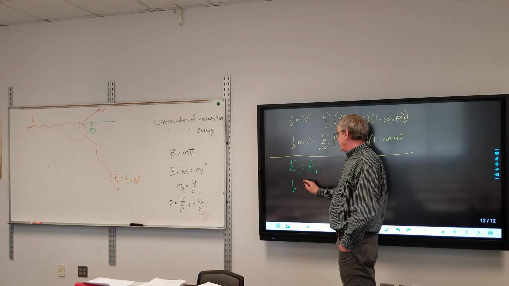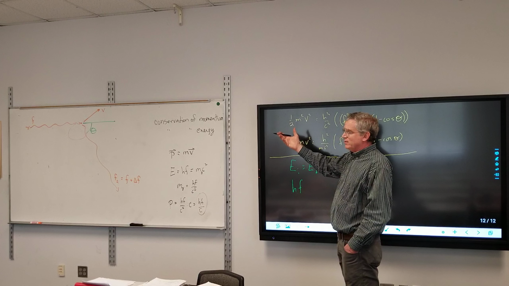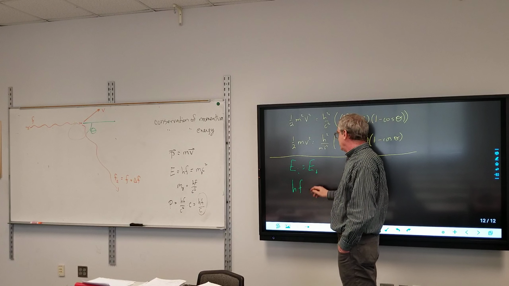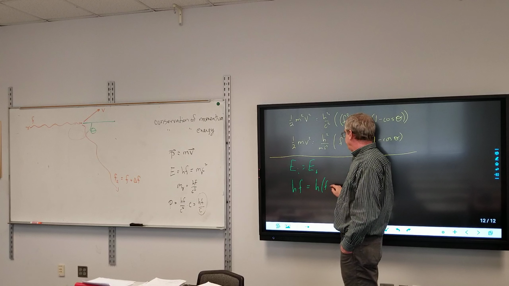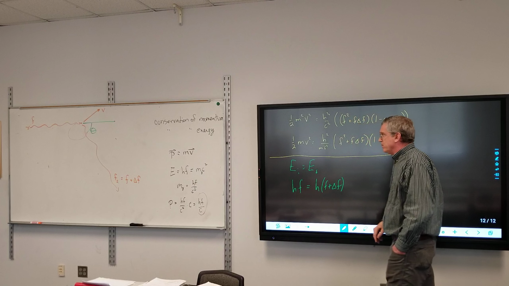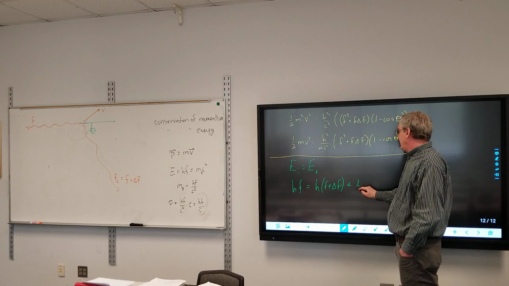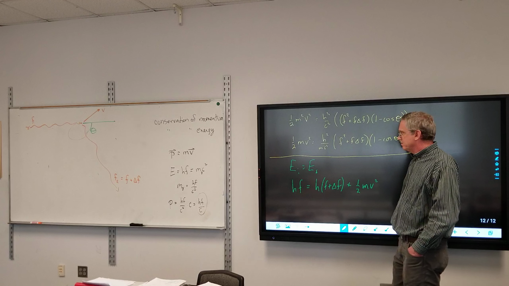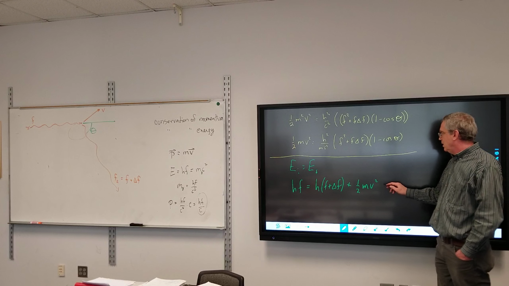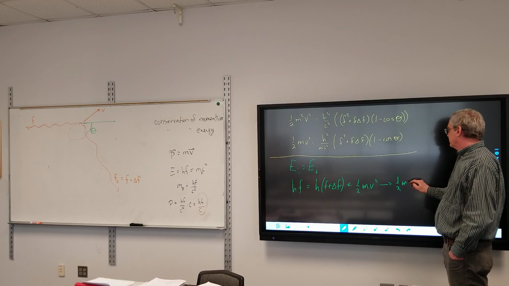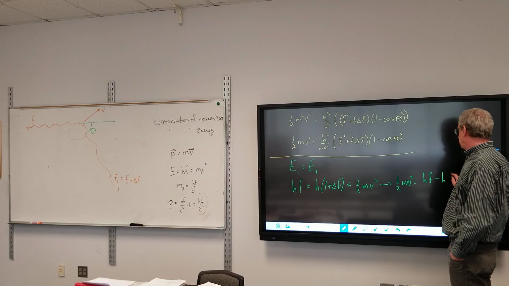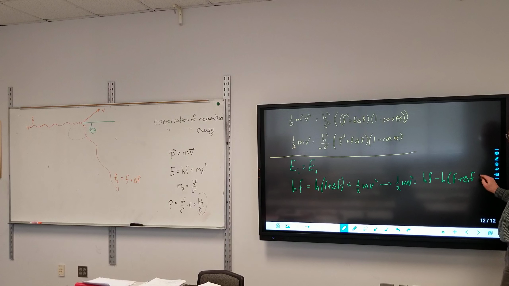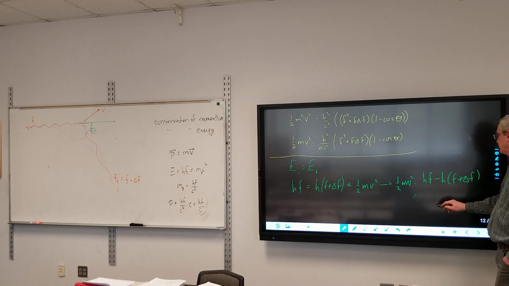So initially I have just hf. That's because the electron's not moving, I'm not worrying about potential energy, is equal to hf plus delta f, which would be the energy of the photon after the collision, plus 1/2 mv squared. From this, 1/2 mv squared is equal to hf minus h times f plus delta f, which equals negative h delta f.